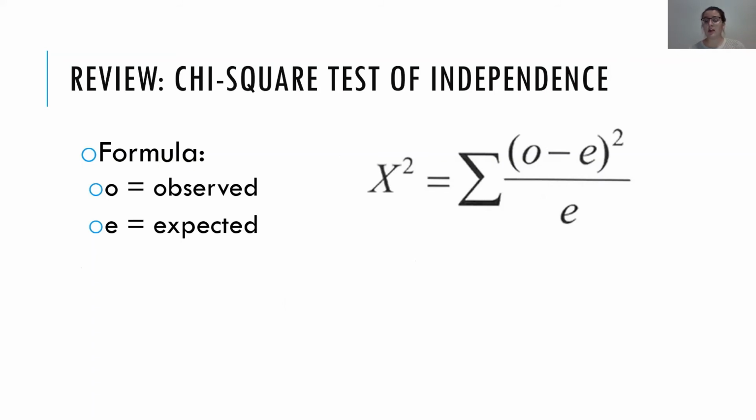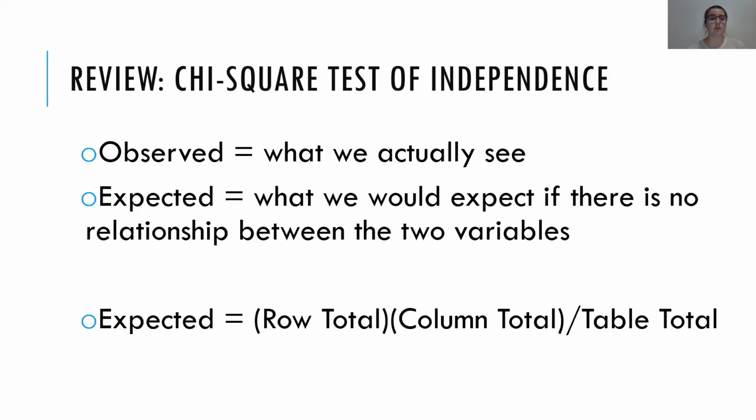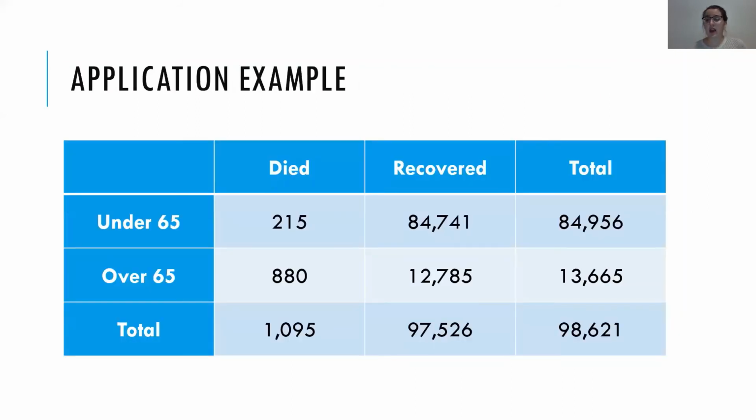So again, I'm going to show you an example using real world data, because that's where our observed values are going to come from. Our observed values are what we actually see, so that real data that we collect from our sample. Our expected values are something that we calculate based on what we would expect to see if there's absolutely no relationship between those two variables. The way that we calculate our expected values is by taking our row total, multiplying it by our column total, and then dividing it by our table total. So let me show you using some real world data.